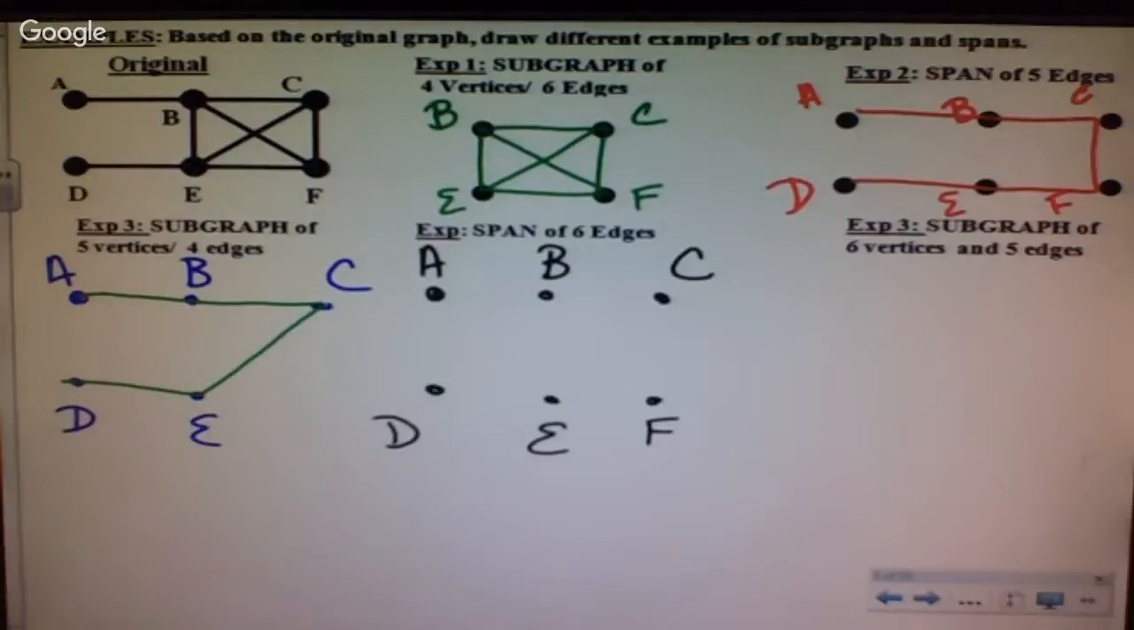I need to use 6 edges now to connect these. What 6 edges would you like to use? A, B, C, F, D, A, B, C, F, E, D, E, D. There's 5. E, B. You said E to B. There you go. Okay.